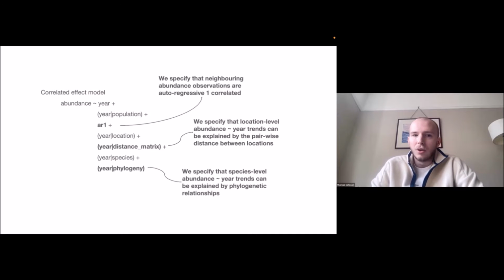In essence, we can include, in a very general mixed model framework, so super flexible too, the temporal, spatial, and phylogenetic structures.